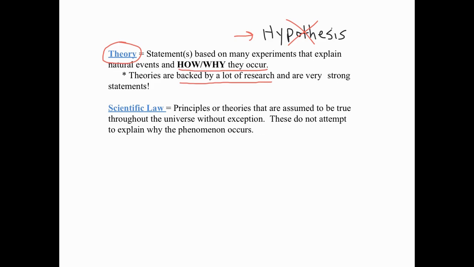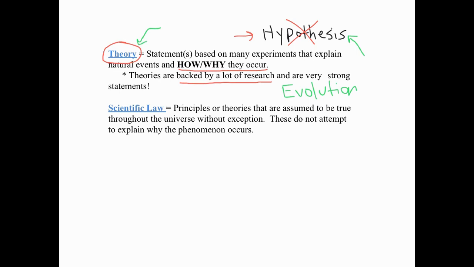Now, the most famous one in biology is Darwin's theory of evolution. So even though some people don't believe in evolution, that's fine. But evolution is backed by tons and tons of research. So it is no longer a hypothesis. It is a very strong statement, it is a theory.